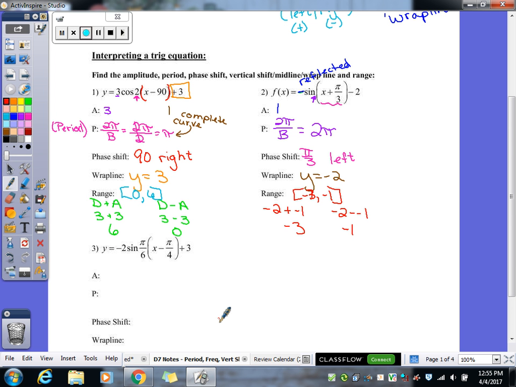All right, let's see what you can figure out for the third one on your own. I'll give you a minute, see which ones you can figure out, and then we'll go over it.